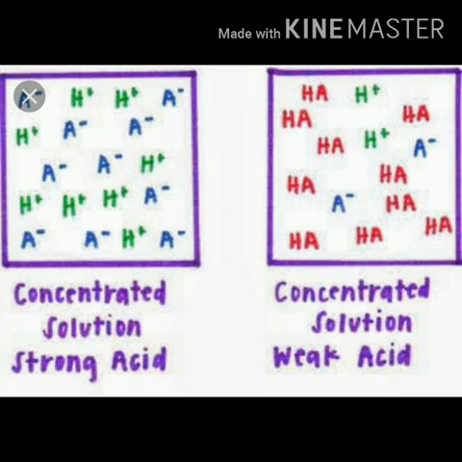Now next is strong or weak. Now strong means all the molecules are dissociated, 100% H+ and A- you can see. For the weak case, many are undissociated and very few are dissociated. You can see only 2 H+ and the corresponding anion A-, but most of them are undissociated. So it is a weak acid, but there is a lot of solute. So it is a concentrated weak acid.